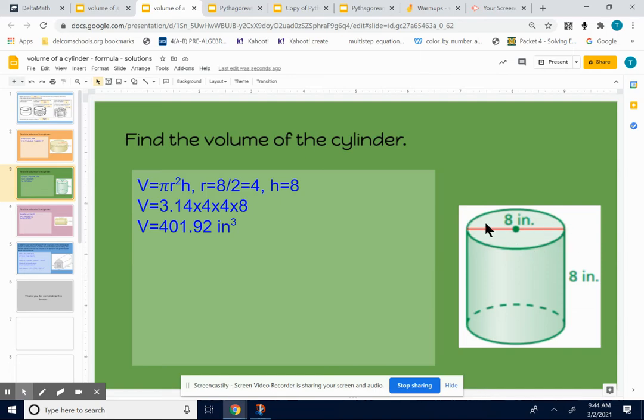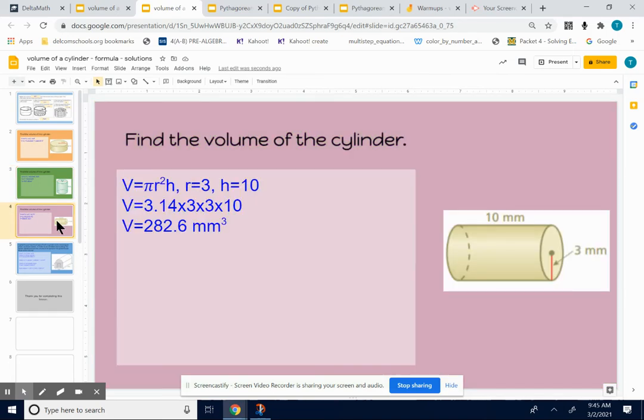They're giving me a cylinder. Now here they're giving me a diameter of 8. Okay, they're giving me the height of 8, but they're giving me the diameter. So if I want to know the radius, I got to cut that diameter in half. Okay, the radius is 4, the height's 8. So I'm going to take 3.14 times 4 times 4 times 8. Okay, that's about 401.92 cubic inches.